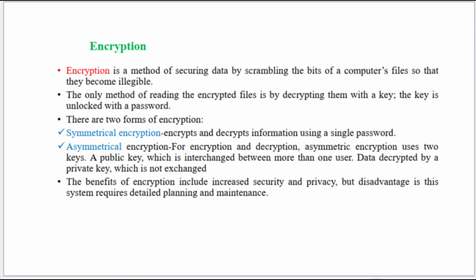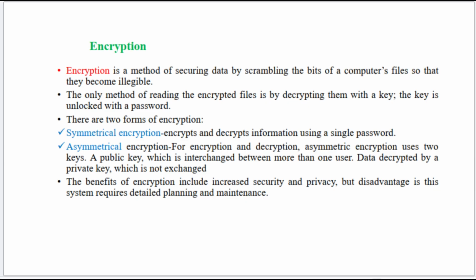23. Encryption. Encryption is a method of securing data by scrambling the bits of computer files so that they become illegible. The only way of reading the encrypted files is by decrypting them with a key. The key is unlocked with a password.